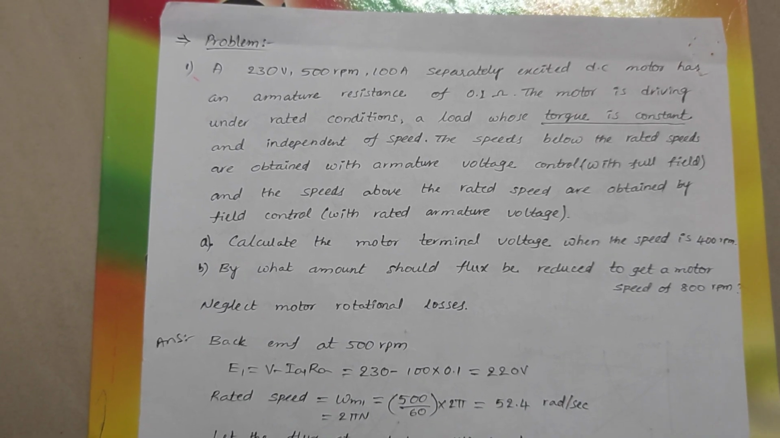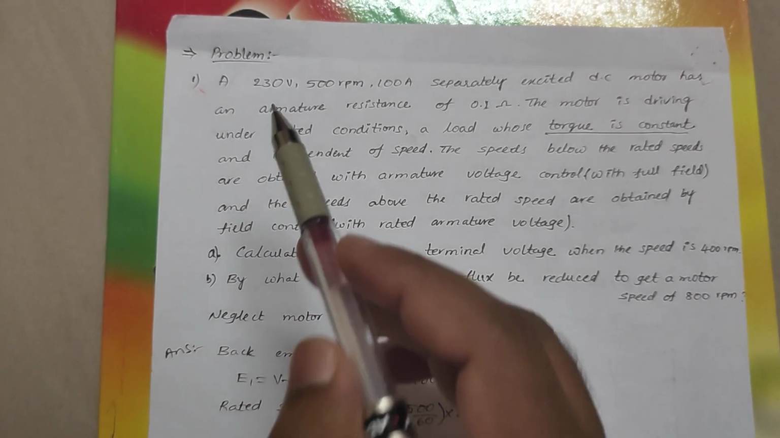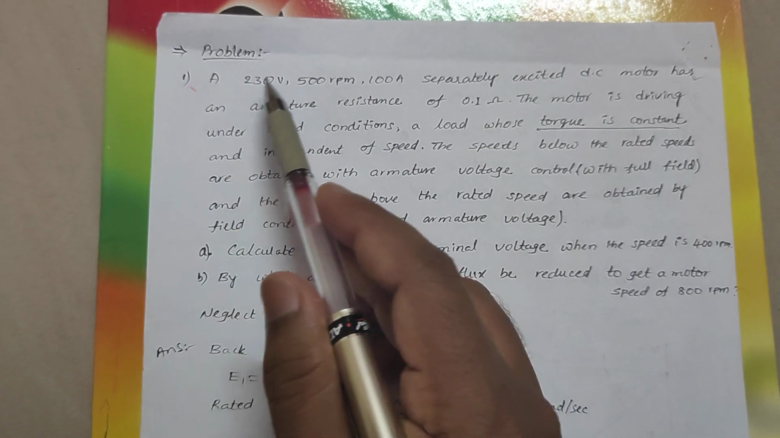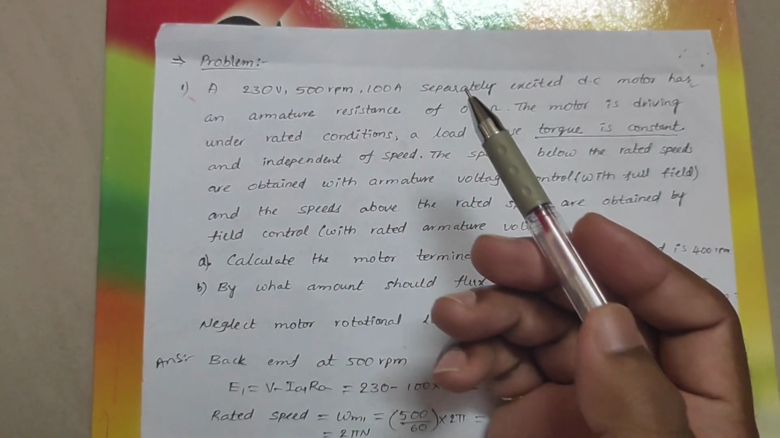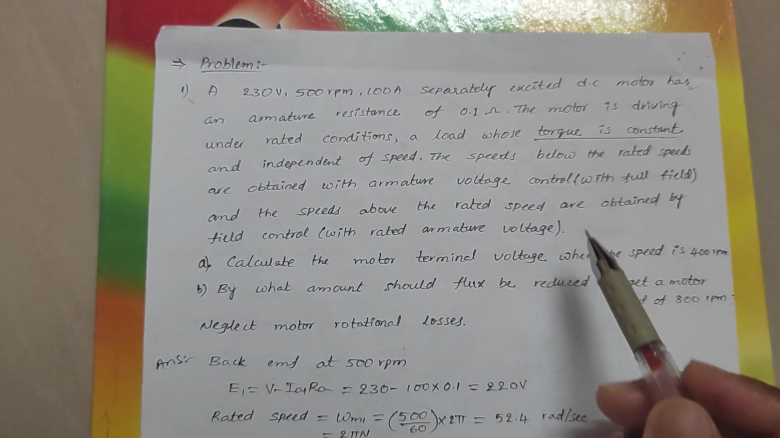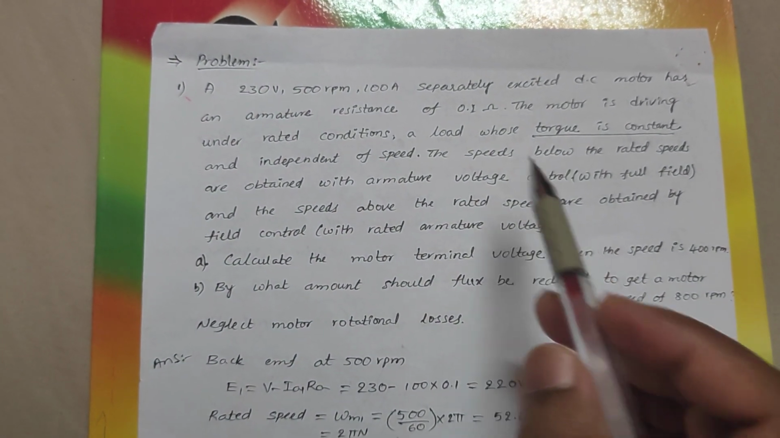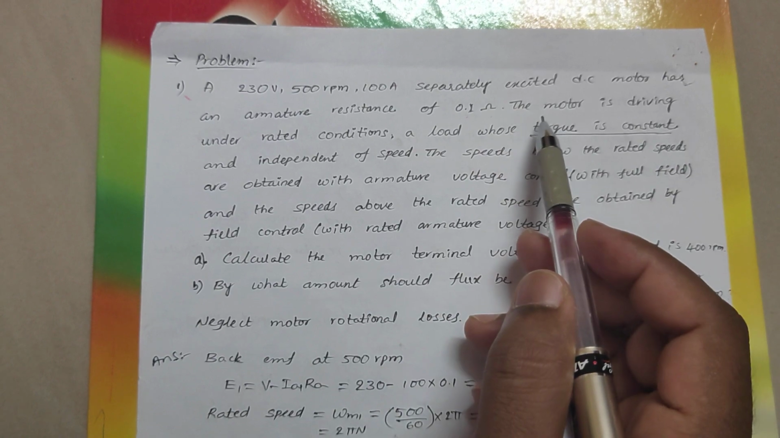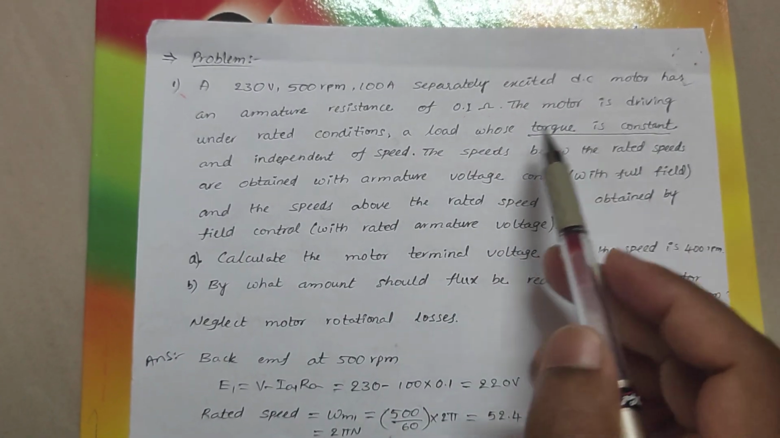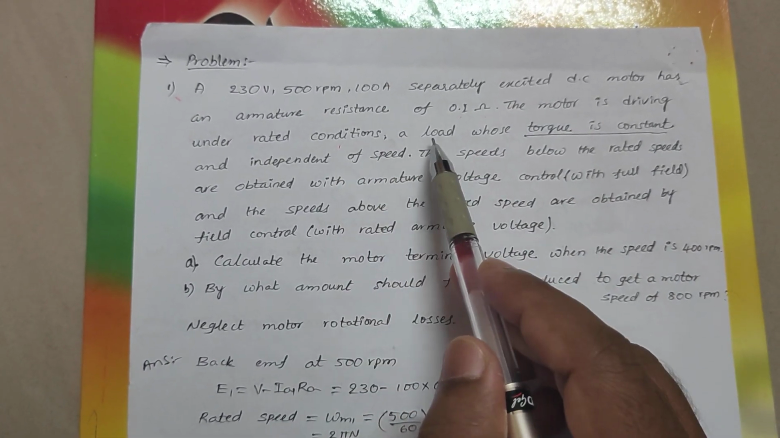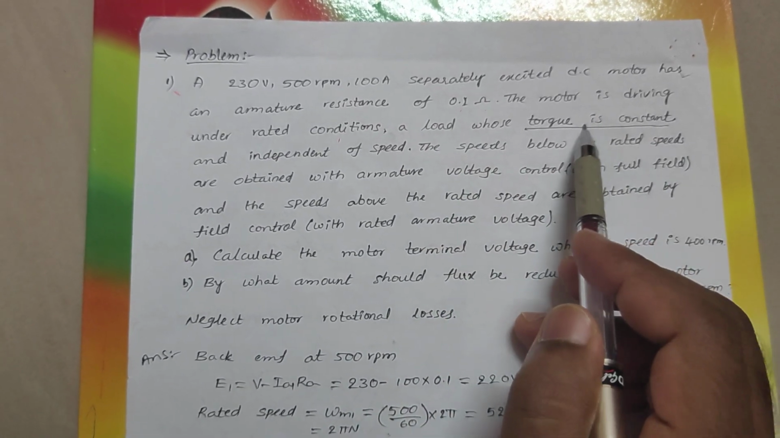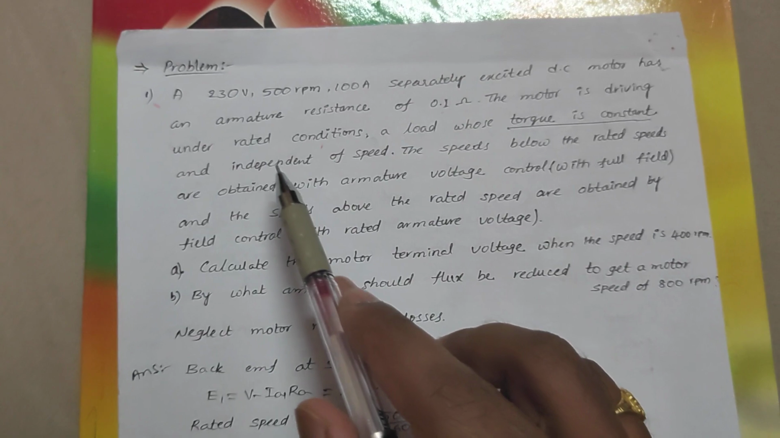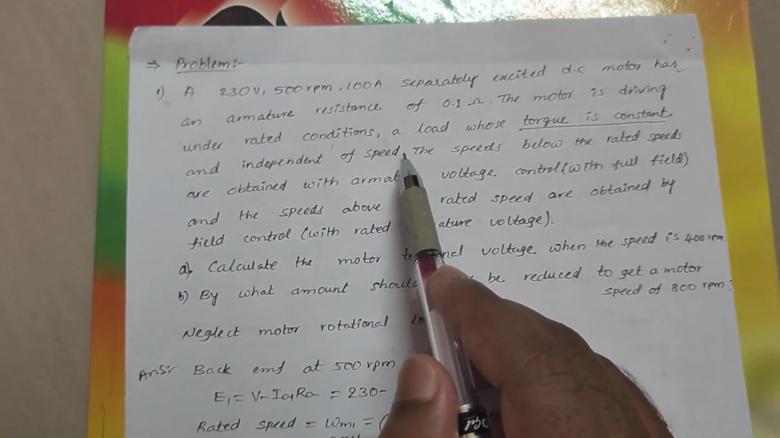In today's session, we'll see the problem. The problem statement is like a 230 volts, 500 RPM, 100 amperes separately excited DC motor has an armature resistance of 0.1 ohm. The motor is driving a load whose torque is constant, that is constant load torque, and independent of the speed, under rated condition.